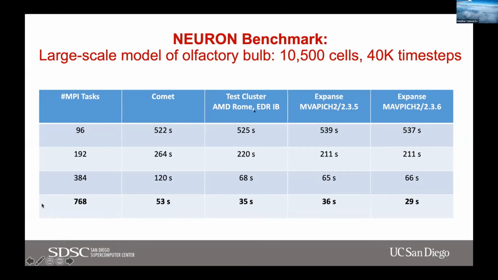So if you look at Expanse numbers, we have Comet numbers too. We had an AMD test cluster before we actually deployed Expanse, where I was running with Intel, and then with MVAPICH 2.3.5, and then now with MVAPICH 2.3.6. At the smaller core counts, we didn't see much difference, but as you went to the larger core counts, you can actually see, and this is very repeatable, we did lots of simulations and averaged the time, a pretty significant improvement going from 2.3.5 to 2.3.6. And now this time is actually faster than the Intel MPI time.